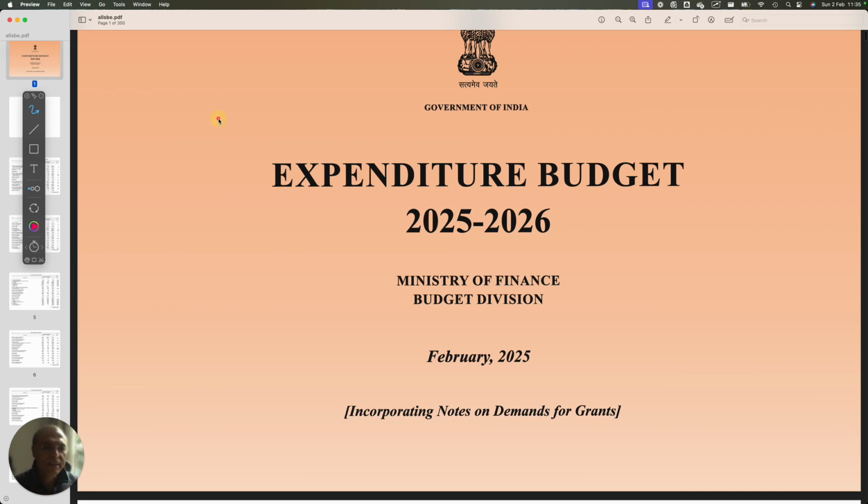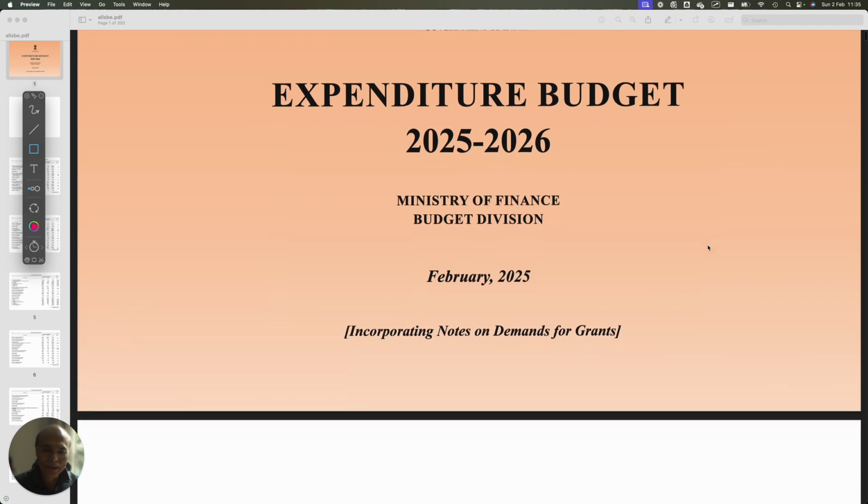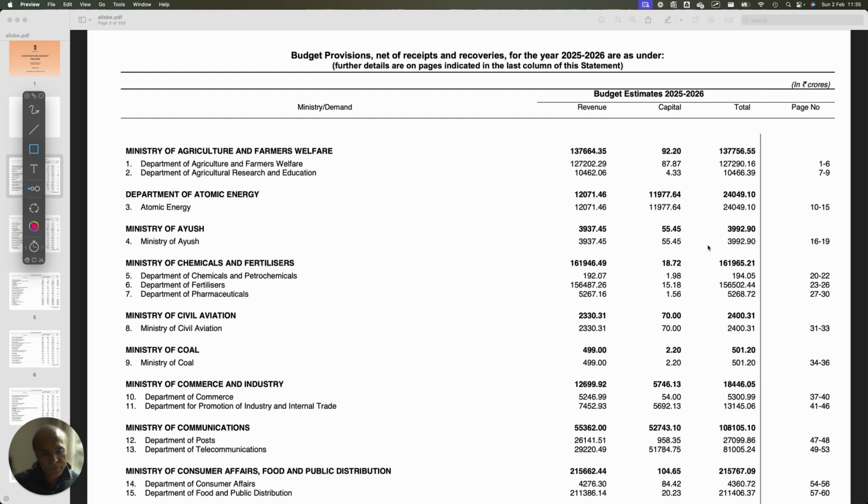Now friends, this expenditure budget document has broken down line items for all the ministries, which is mapped to each and every dimension of spend. So one of the dimensions of spend is Production Linked Incentive. So Production Linked Incentive is spread across all the ministries. It is not just one ministry like the Ministry of Electronics and IT. It is not restricted to that. It is spread across many ministries.